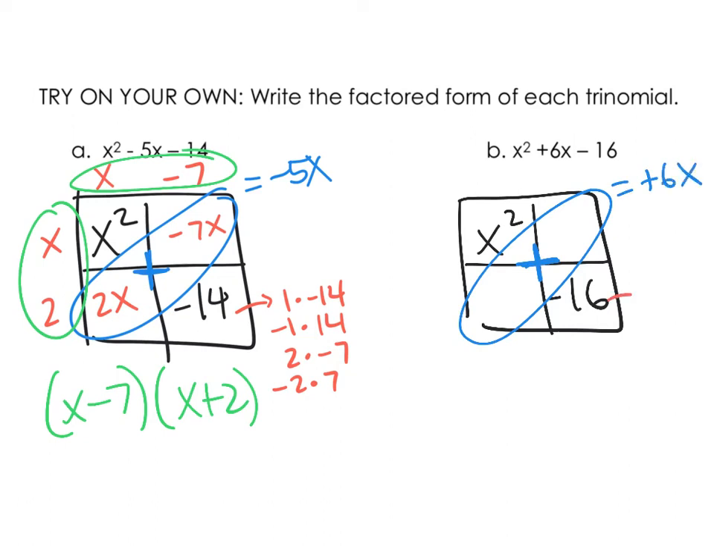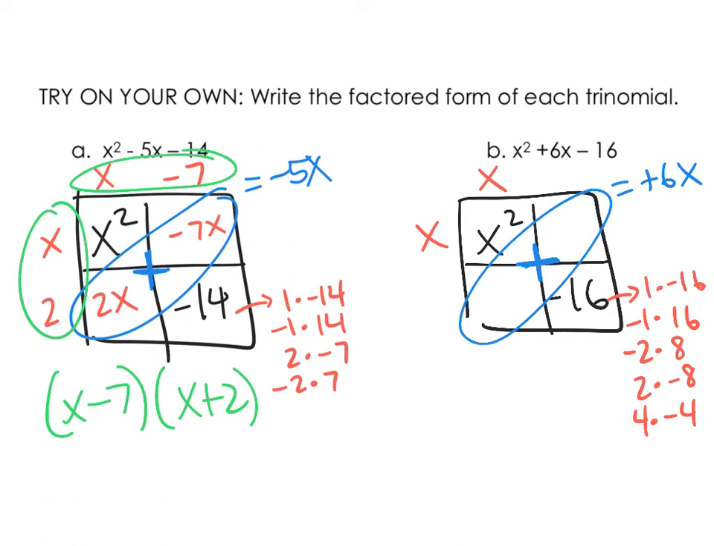So we had a couple options. We could have had 1 times negative 16 or negative 1 times positive 16. We could have a negative 2 times positive 8 or a 2 times negative 8. Or we could have 4 times negative 4. Now if I flip that around, it would be exactly the same thing, so I don't have to write that one twice. So x squared is going to be that x and x.